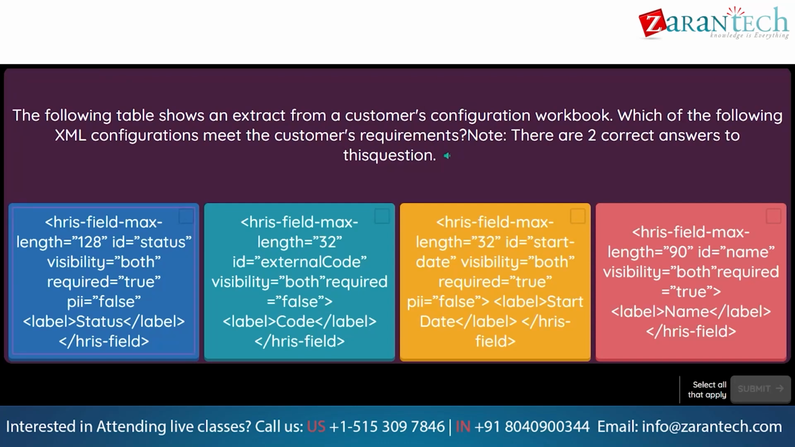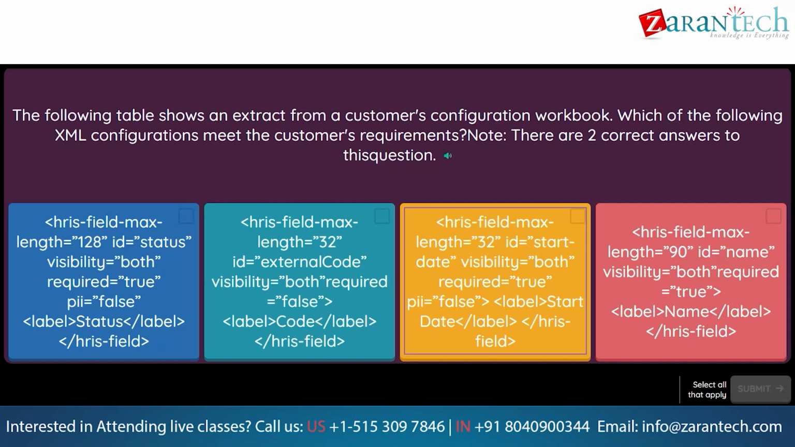Option 1: hris-field max-length=128 id=status visibility=both required=true pii=false, label status. Option 2: hris-field max-length=32 id=external-code visibility=both required=false, label code.